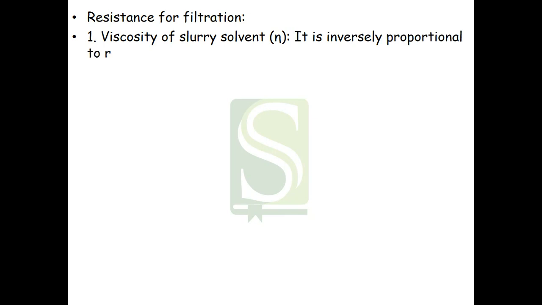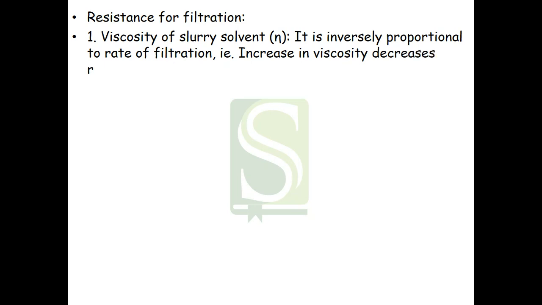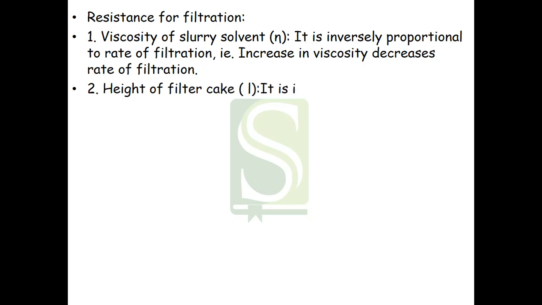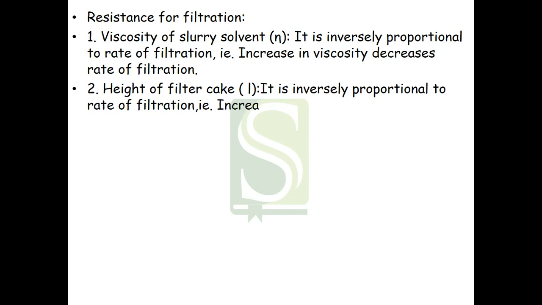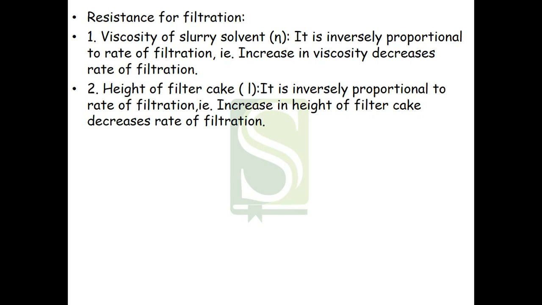The first is the viscosity of the slurry. The more viscous your slurry, the more time will be required for the filtration to complete. So the viscosity of the slurry solvent is inversely proportional to the rate of filtration; an increase in viscosity decreases the rate of filtration. The next factor contributing to resistance is the height of the filter cake. It is inversely proportional to the rate of filtration; an increase in the height of the filter cake decreases the rate of filtration.